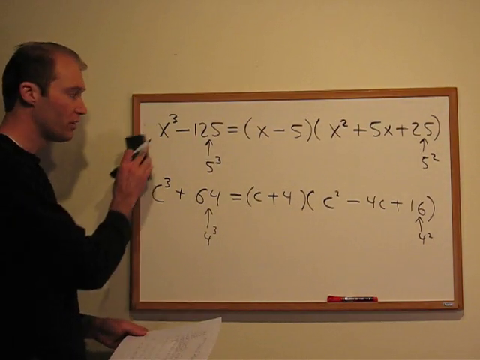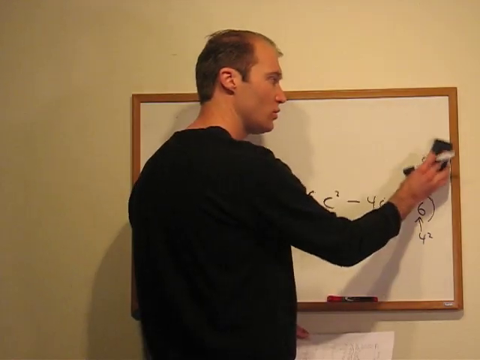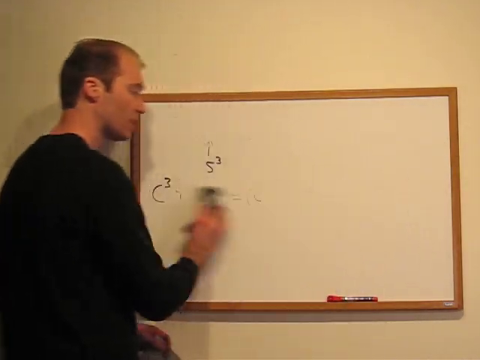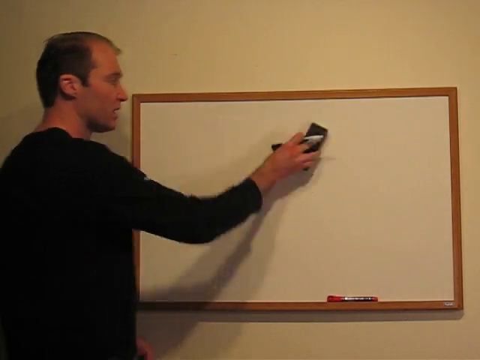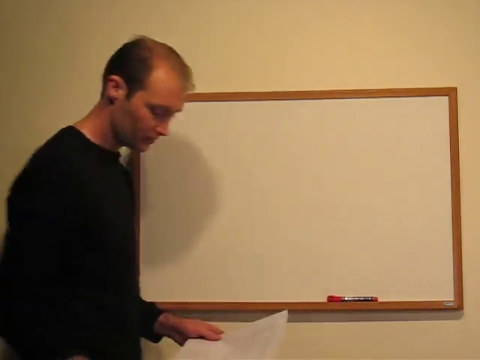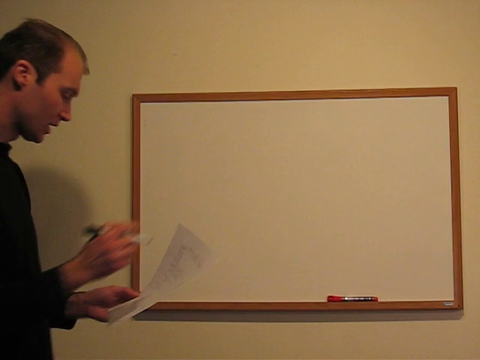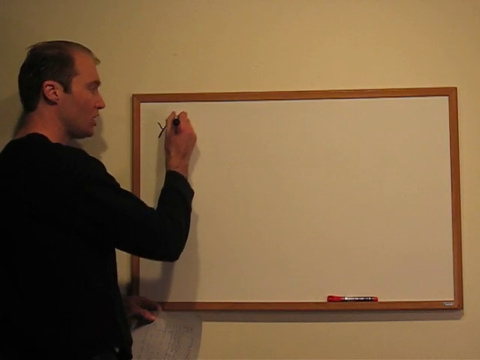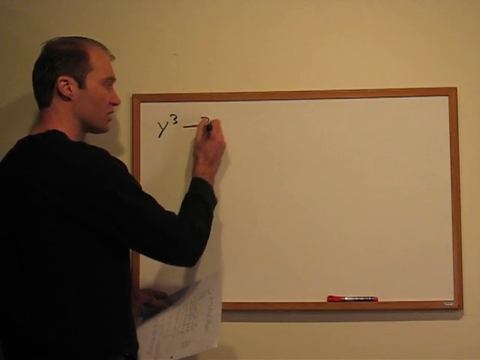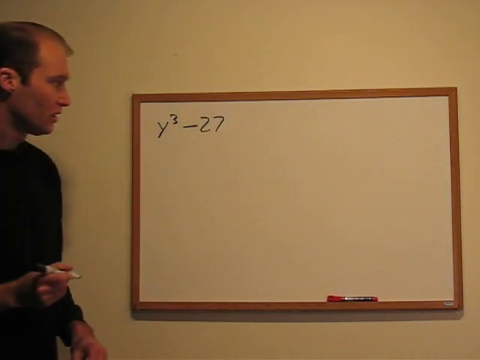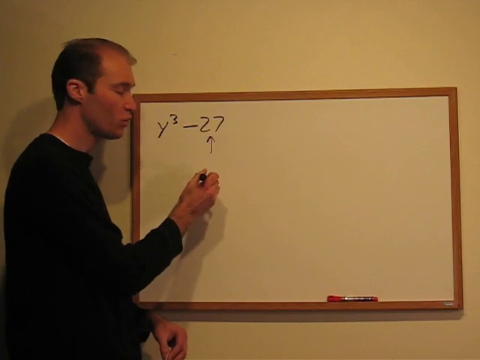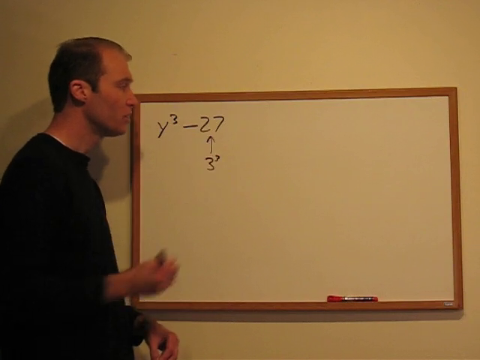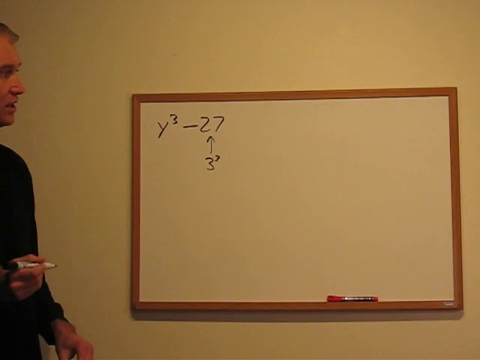Let me do a few more of them, and as I'm doing them, see if you could complete the problem before I write it up. See if you could beat me to it. Say I have y cubed minus 27. Well, here again, 27 is just a perfect cube. I know that 27 is 3 cubed. See if you could fill in the rest of it.